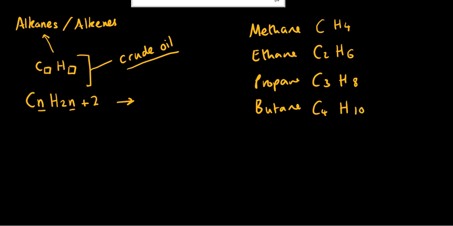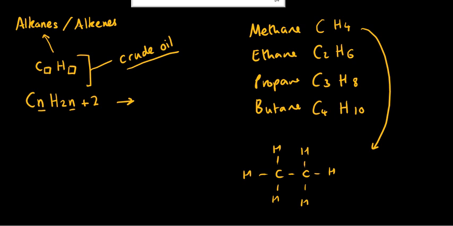If I want to draw these out and show the structure of them, then methane is going to look like this. That one line means that you've got one covalent bond between the carbon and the hydrogen, sharing one pair of electrons. Ethane is going to look like this, with hydrogens around each carbon like so.